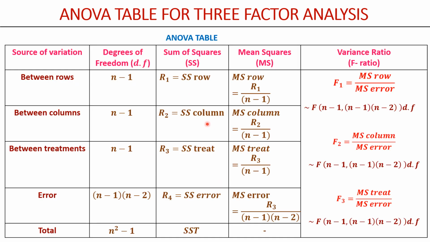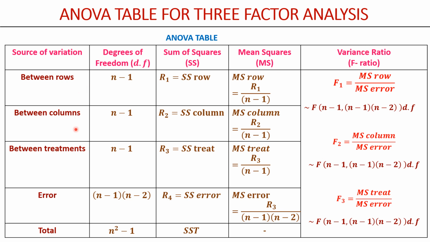So this is the ANOVA table for the three-factor analysis. The rows that we write are exactly the same as what we discussed before: source of variation, degrees of freedom, sum of squares, mean squares, and variance ratio.